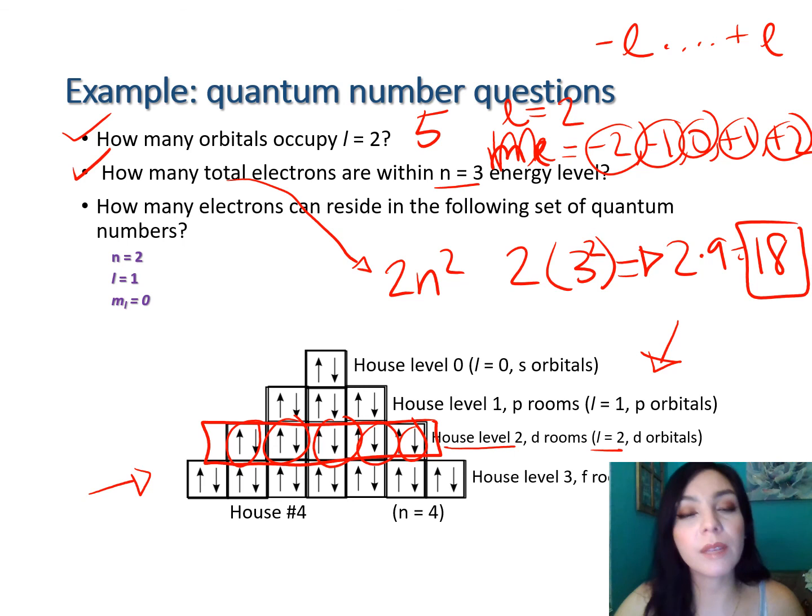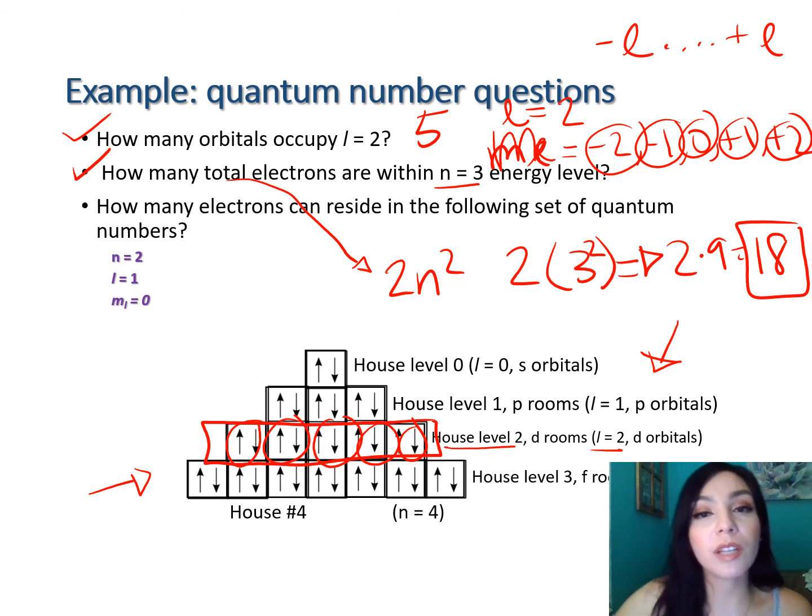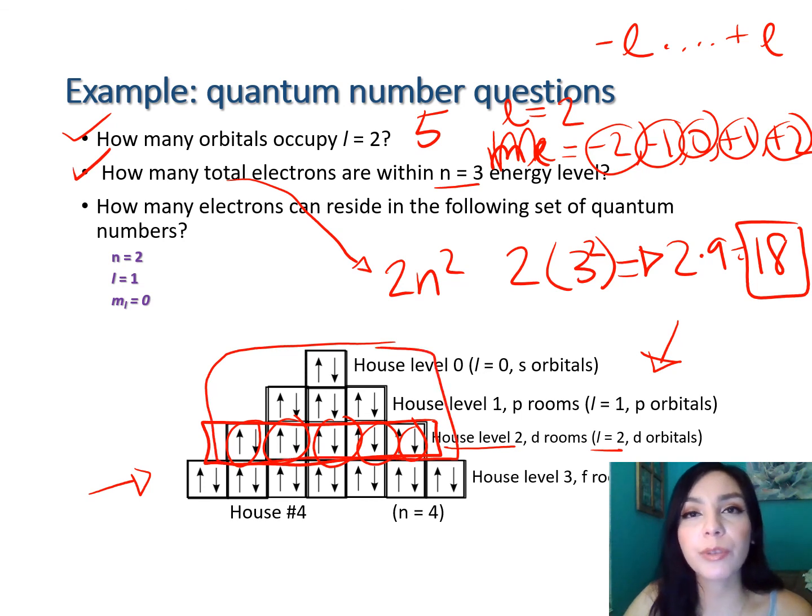If you actually wanted to do it with the house, you could square off your n equals 3. If you draw n equals 4, you're pretty much good for almost everything else. So n equals 3 would have one level less, and if you counted out all the electrons within what I just blocked off, it would be 18. So whichever way you want to do it.